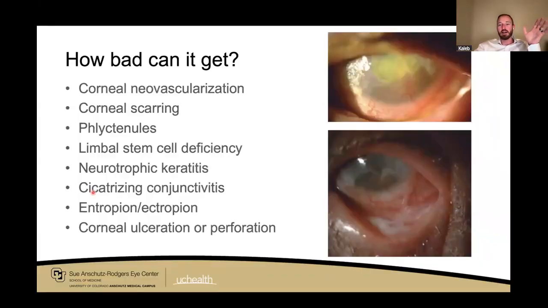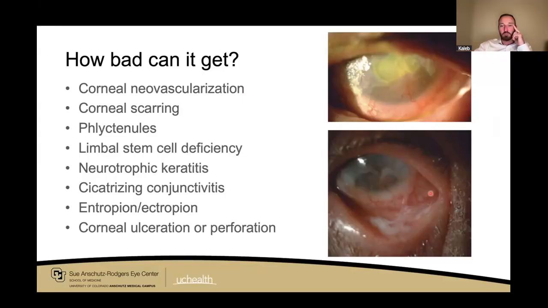And it can get pretty bad. This is incredibly rare, but you can get cases where you start to get corneal neovascularization, corneal scarring. You can get inflammation along the limbus that causes limbal stem cell deficiency, neurotrophic keratitis.